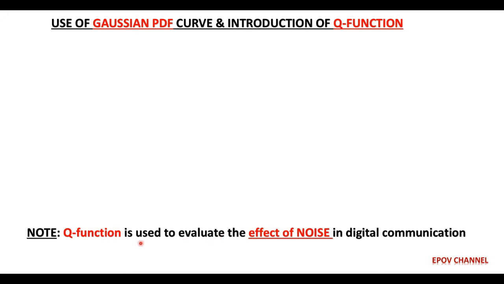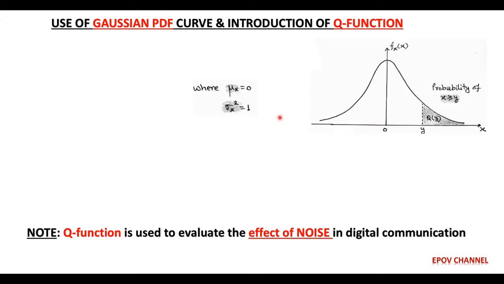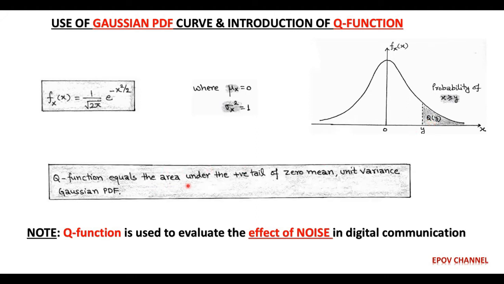To represent the Q function, we use a Gaussian PDF with mean value 0 and variance sigma squared equal to 1, that is shown in the figure. And the expression of the Gaussian PDF is small f of x equals 1 upon square root of 2 pi e to the power minus x square by 2. On this Gaussian PDF curve, we introduce a Q function. So, the Q function is represented as the area of the positive tail. Here the probability of observing x greater than or equal to y is given by the shaded area called the Q function, or capital Q function of y.